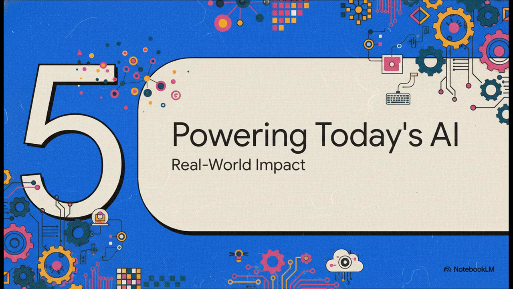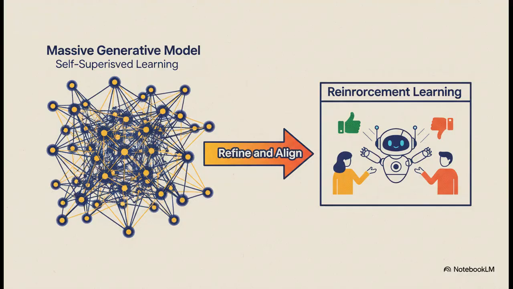So why does all this matter? Why go through these 5 methods? Because these concepts, especially the powerful duo of self-supervised and reinforcement learning, are the very engine that makes the incredible generative AI tools we use every single day possible. And here's how it all comes together. First, a huge model uses self-supervised learning to just inhale massive amounts of text and learn the patterns of human language. But that only teaches it to predict the next word.